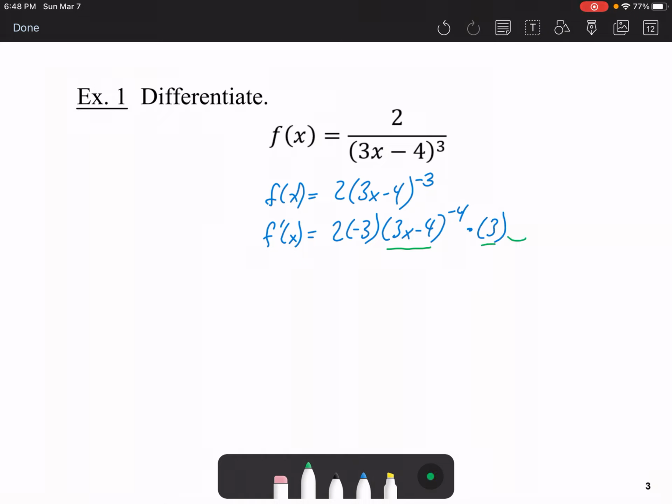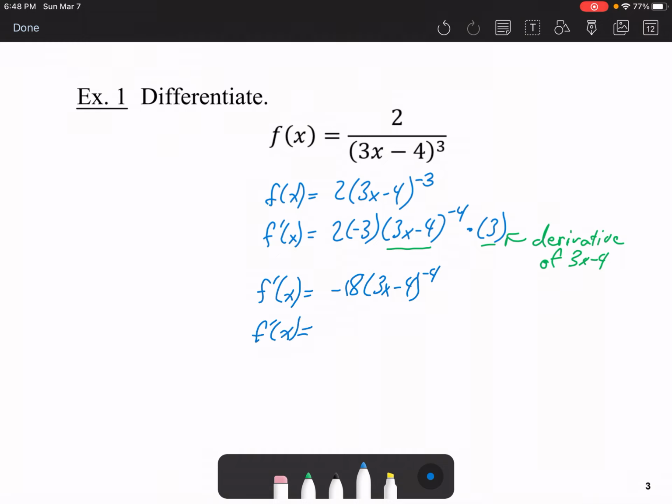So remember, this is the derivative of the 3x minus 4, the inside function. And then we simplify from here. So 2 times negative 3 times 3 is negative 18 of 3x minus 4 to the exponent negative 4. And again, most likely you're going to rewrite this derivative so that you have your positive exponents. So this turns out to be negative 18 over 3x minus 4 to the exponent positive 4.